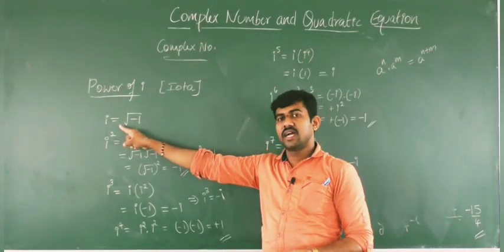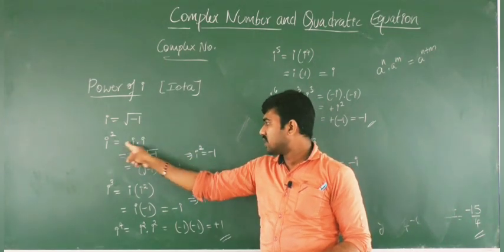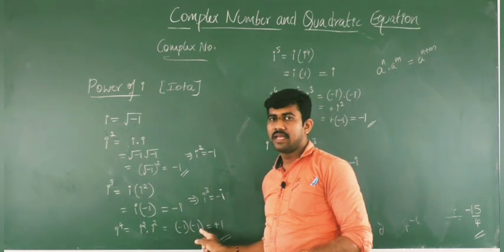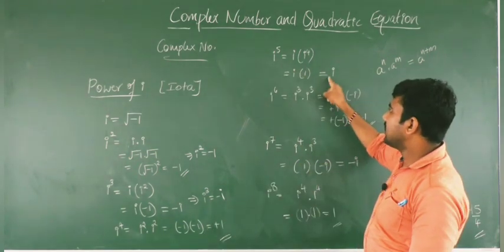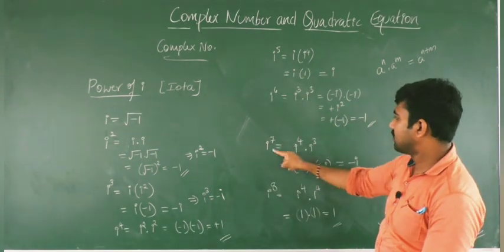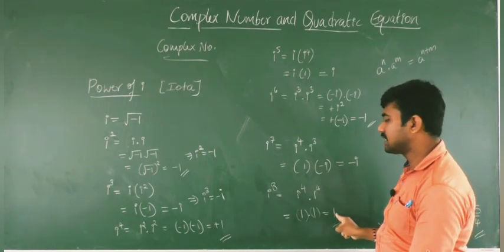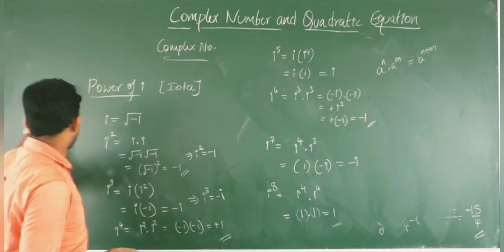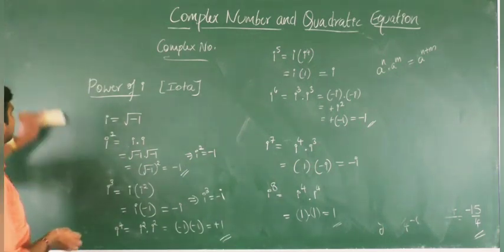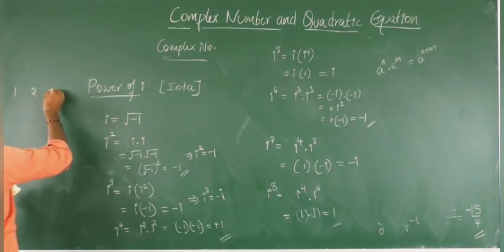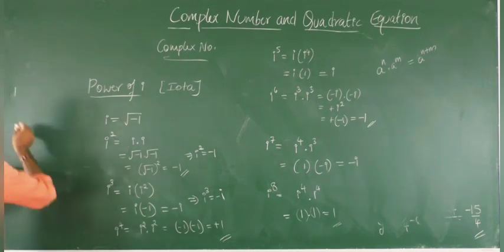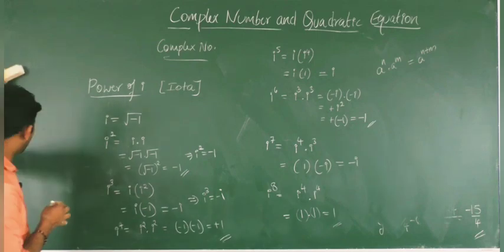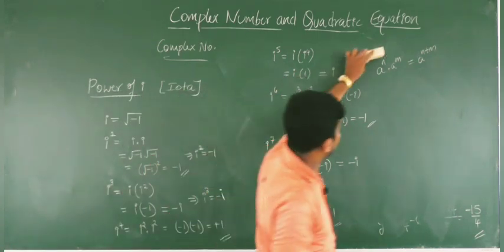Just check here. See here, you got i is root minus 1, i square is minus 1, i cube is minus i, i to the power 4 is 1. Again i to the power 5 is i, i to the power 6 is minus 1, i to the power 7 is minus i, i to the power 8 is 1. See how it repeats here. Okay, if you write here the powers 1, 2, 3, 4.